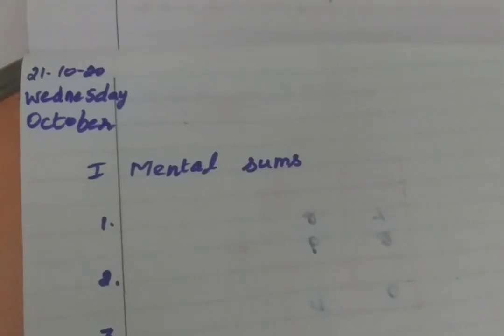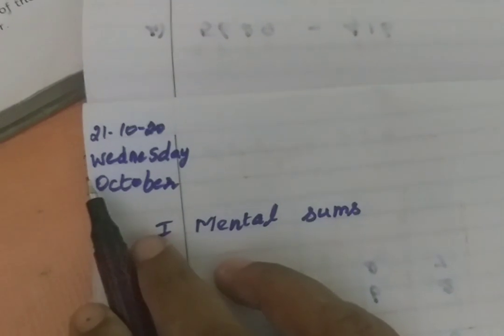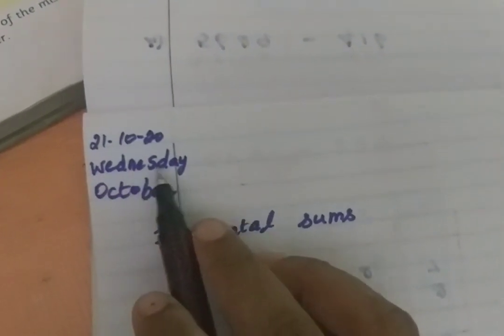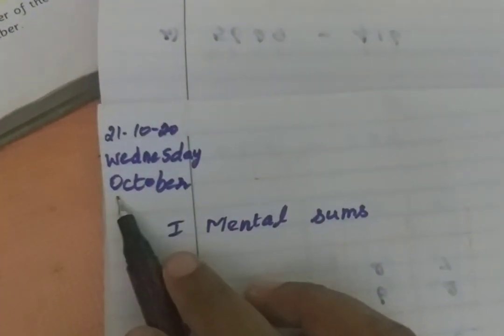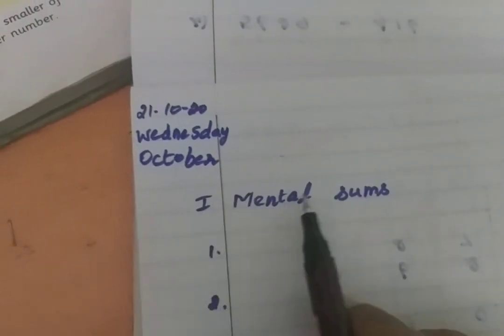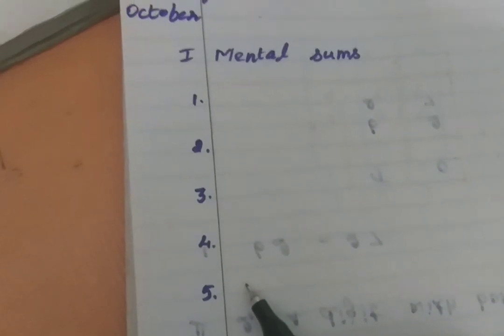You take out your math classwork note, turn to a new page and write today's date, 21/10/20, and today's day, Wednesday, and this month, October. After that, write the heading Mental Sums and write the numbers from 1 to 5. Students, all of you start and write the first mental sum.